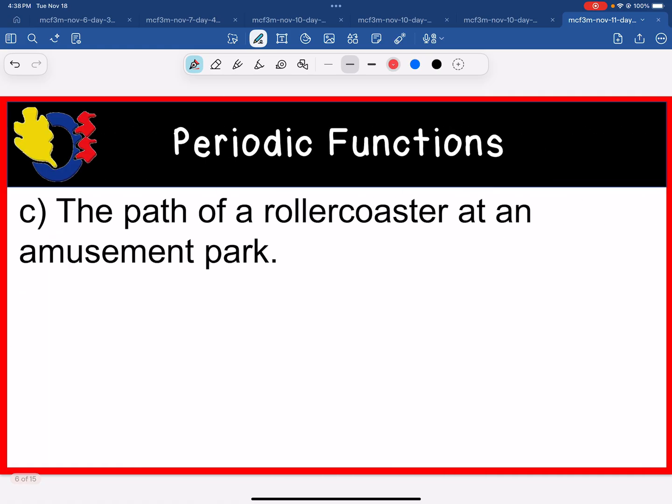The path of a roller coaster at an amusement park. If you think of it in terms of a single round, no, it's not the same loop-de-loop the whole way through. But if you think of one time through the roller coaster as one cycle, and then the next time you go is the second cycle, then if you're comparing those particular cycles of the entire roller coaster, yes, it would be periodic. So I guess you could kind of argue both ways for this example. All right, let's go ahead and skip on ahead here.